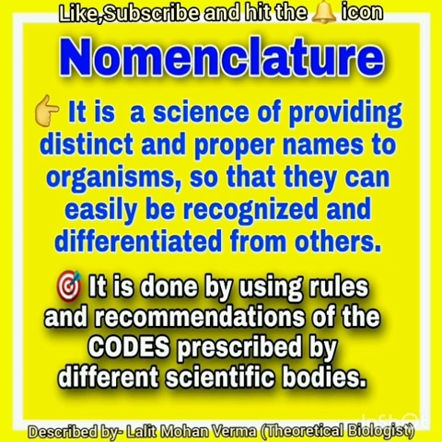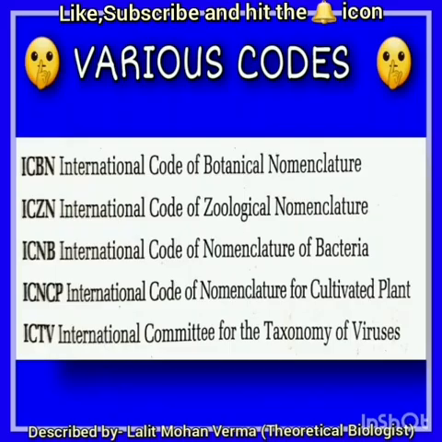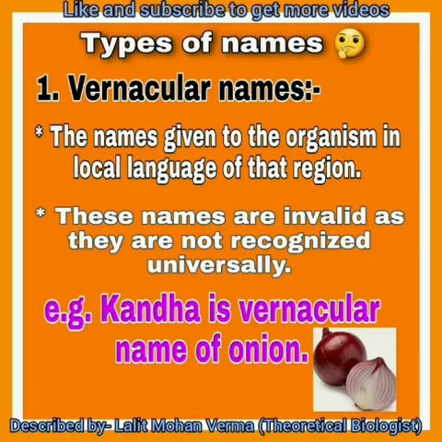So what are those codes? Let's study those codes. Number 1, ICBN, International Code of Botanical Nomenclature. ICZN, International Code of Zoological Nomenclature. ICNB, International Code of Nomenclature of Bacteria. ICNCP, International Code of Nomenclature for Cultivated Plants. And one more, ICTV, International Committee for the Taxonomy of Viruses.